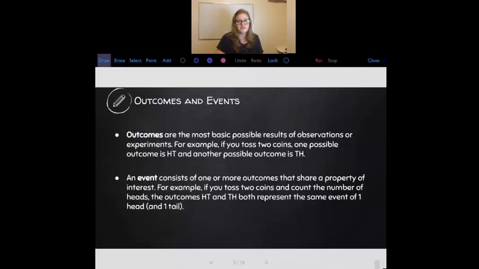For example, if you toss two coins, one possible outcome is heads and tails, and the other possible outcome is tails and heads. Typically, when we're dealing with probability, we're dealing with the outcome that we want to happen. An event consists of one or more outcomes that share a property of interest. So for instance, if you toss two coins and count the number of heads, the outcomes of heads and tails and tails and heads both represent the same event of one head and one tail.